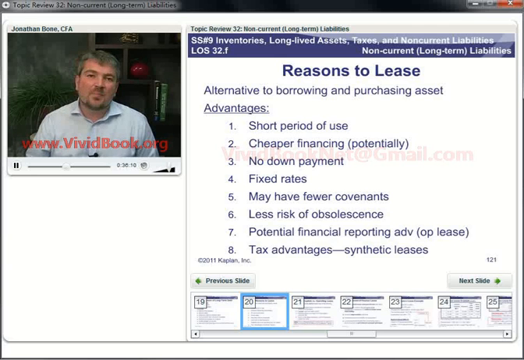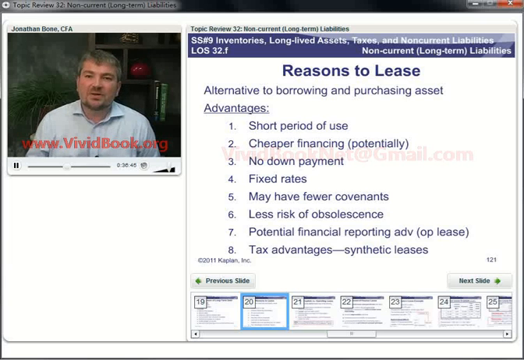You might not want to borrow at a floating rate and purchase an asset because then you've got interest rate risk. You might find that leases have fewer covenants than actually issuing bonds and using the finance to purchase assets. Less risk of obsolescence of the asset because at the end of the day it's not your asset and it's going to return from the lessee to the lessor at the end of the asset's life. So it's the lessor's problem about obsolescence rather than the lessee. The lessee is the person that's essentially renting the asset. The lessor is the person that owns the asset and rents it out.